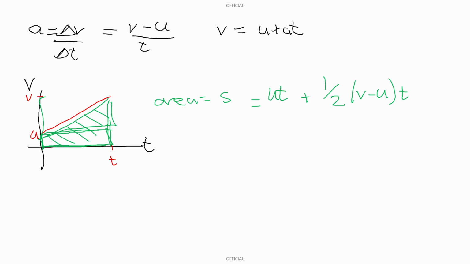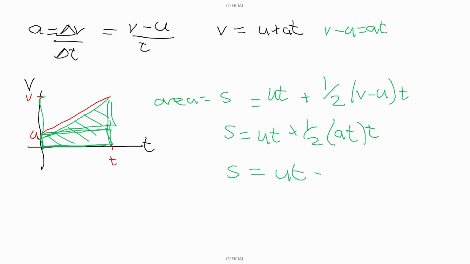Now, if I go back to my original equation up here, V equals U plus AT, then I know that V minus U, which is what's in this bracket here, is equal to AT. So I'm going to pop that into the equation. S equals UT plus a half, and now we've got AT multiplied by T. That gives us S equals UT plus a half AT squared.